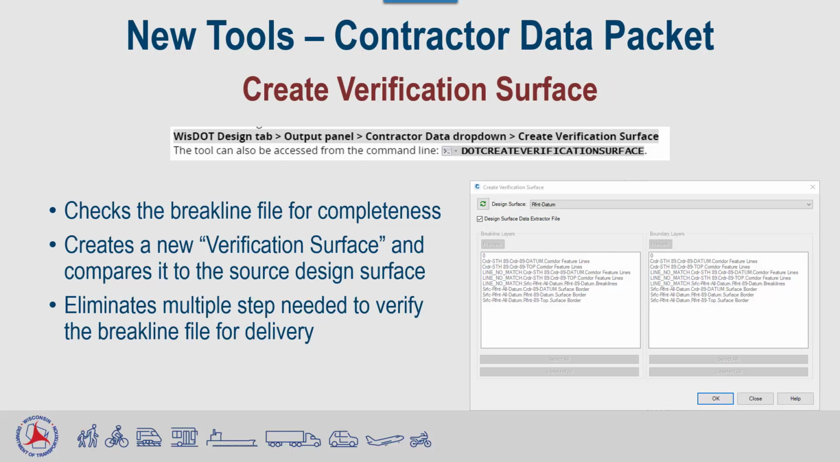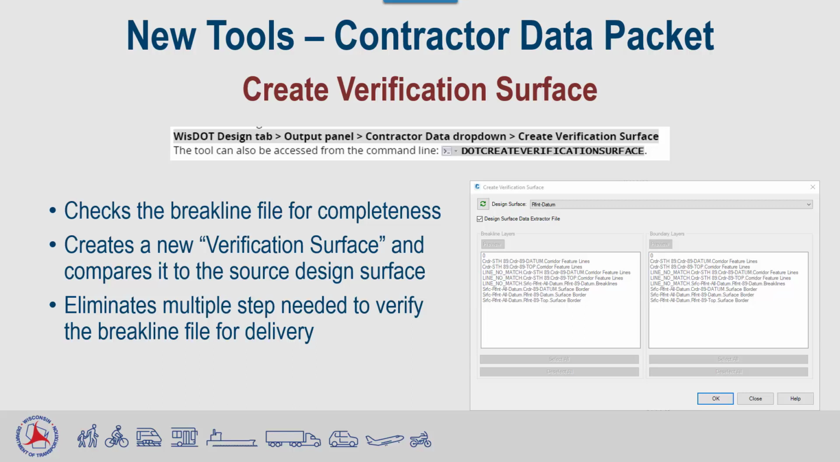Part of the process of putting your contractor data packet together is getting those break lines. And you need to validate your break line file to make sure you have all the break lines that are necessary for the contractor to build their construction surface. The way to do that is to take the break lines you have, build a surface out of it, and see how it compares to your final refinement surface in Civil 3D. That's what this new tool is all about, the Create Verification Surface. Once you have your break line file, you point this tool at your refinement surface and your break line file, and it'll create a verification surface.